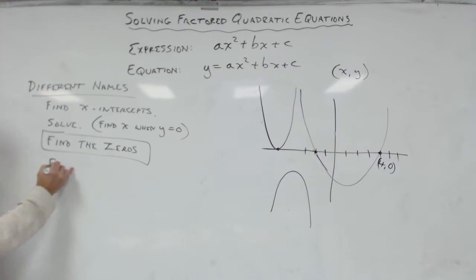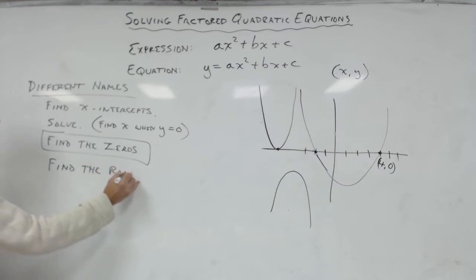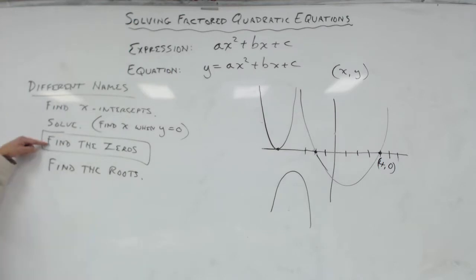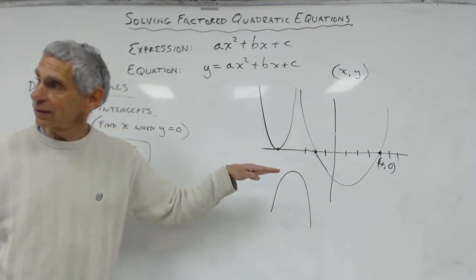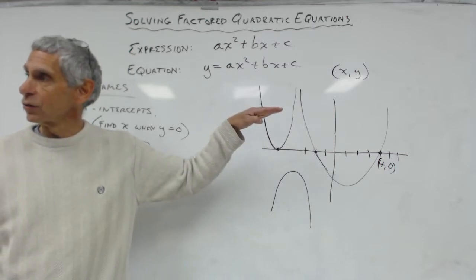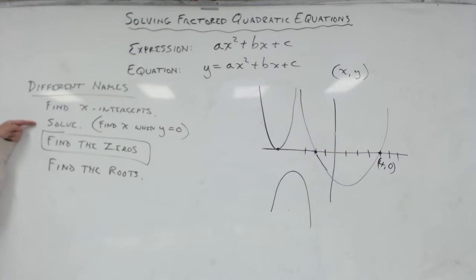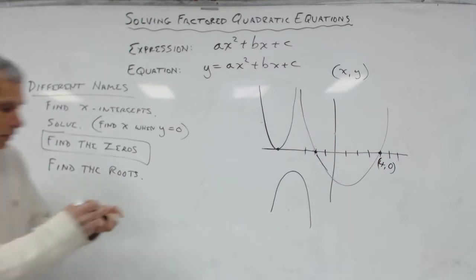And the last one is find the roots. Those are all the same thing. So you kind of have to know those terms. You already know what an x-intercept is. It's where the thing crosses the x-axis. Finding the zeros is finding where it crosses the x-axis when y is 0. Because that's why they call it finding the zeros. What are the x's when y is 0, right? Which is the same as this, solving. Okay? So here we go.